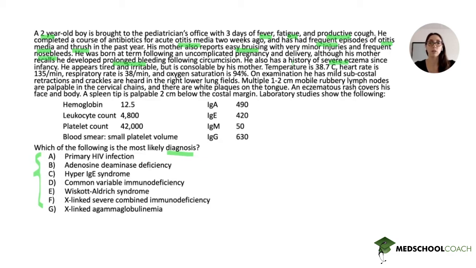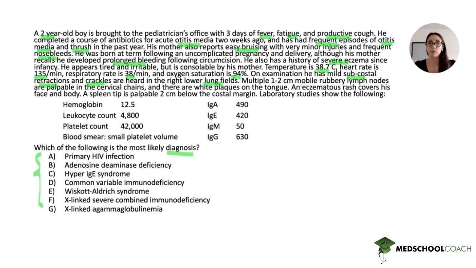He appears tired and irritable, but is consolable by his mother. Temperature is 38.7, heart rate is 135, respiratory rate is 38, and oxygen saturation is 94. So he's febrile, a little bit tachycardic, tachypneic, and hypoxemic. On examination, he has mild subcostal retractions and crackles are heard in the right lower lung fields.